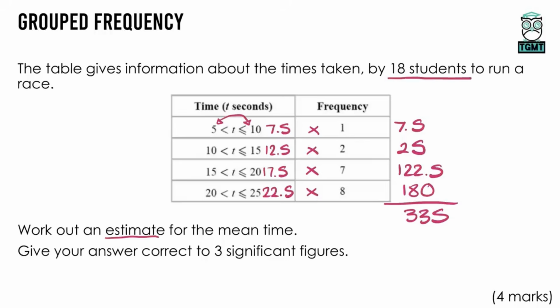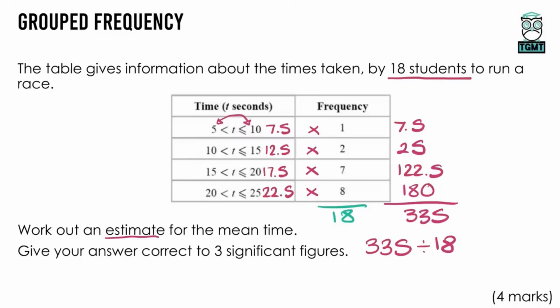However, if it didn't tell us that, we would just add up the total frequency, and that tells us that there's 18 people. So now we can do the total, 335 divided by the 18 people, and we do have a big hint in the question here that we're going to get a decimal number, as it does say to give your answer correct to 3 significant figures.